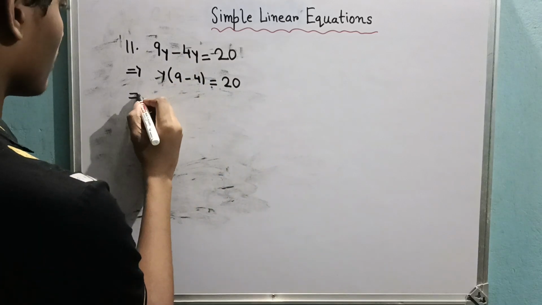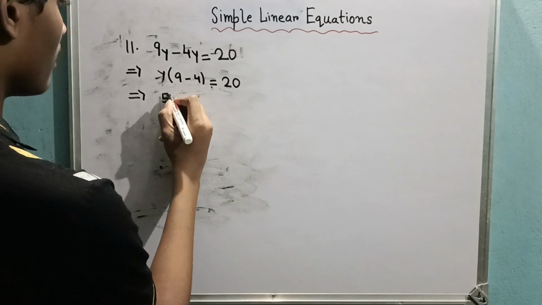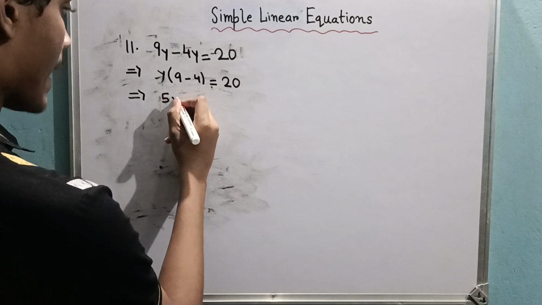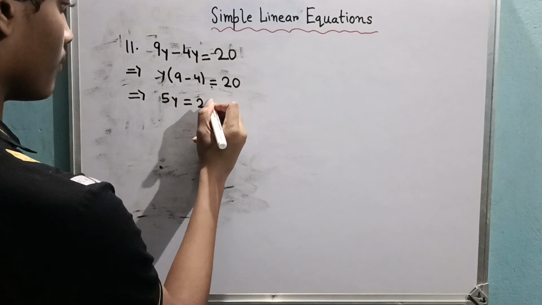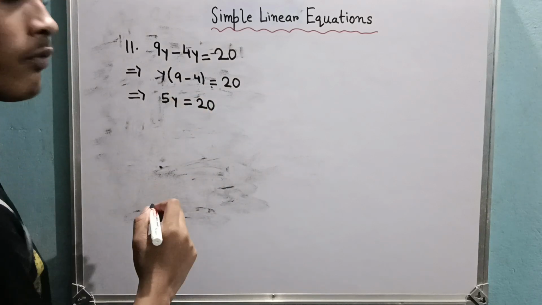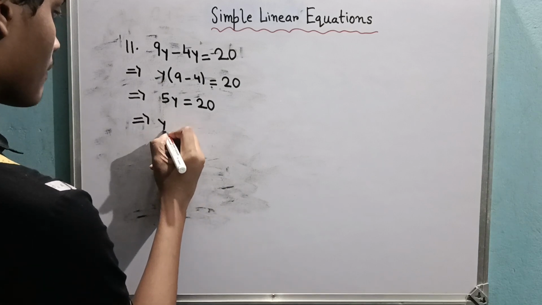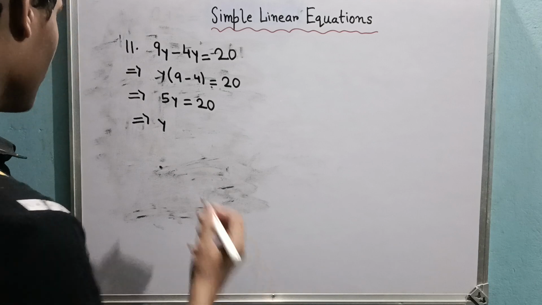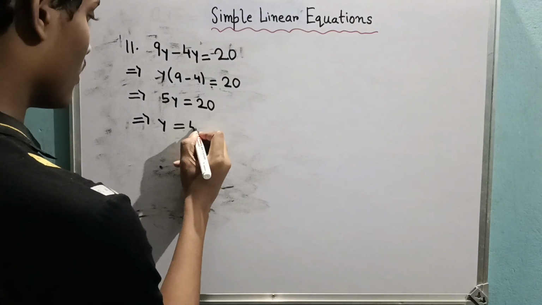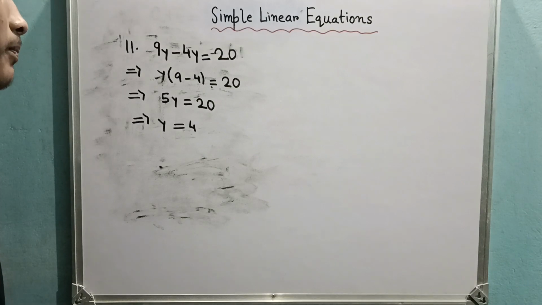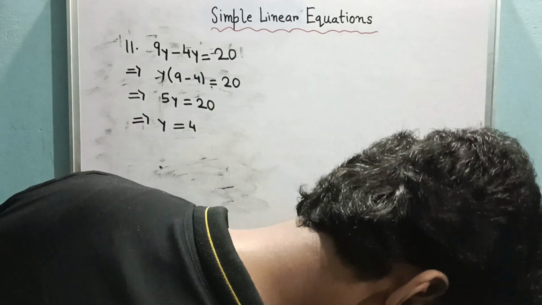Why did I do this, rather than directly write? I know this is a bit longer, but it looks better, I think. So 5y will be equal to 20. So now from this, the answer is very simple. Y will be equal to 20 divided by 5, which we all know is 4. I am not writing that step. Might seem boring to you. So the answer will be 4. So let's see what we have next.